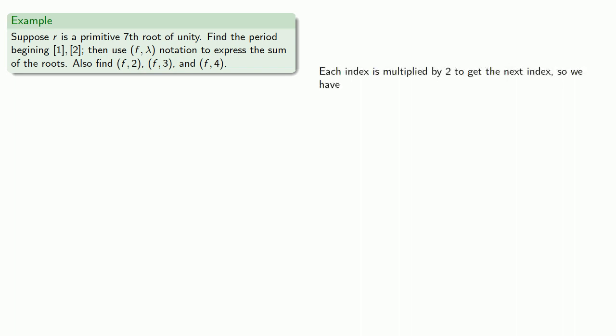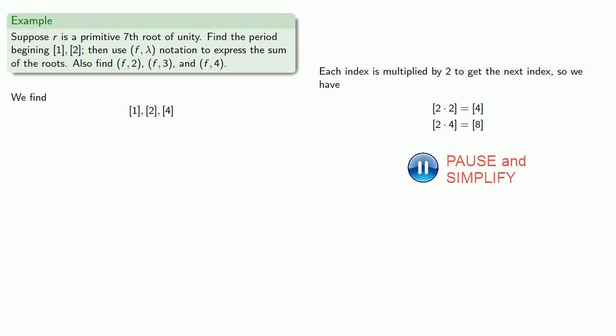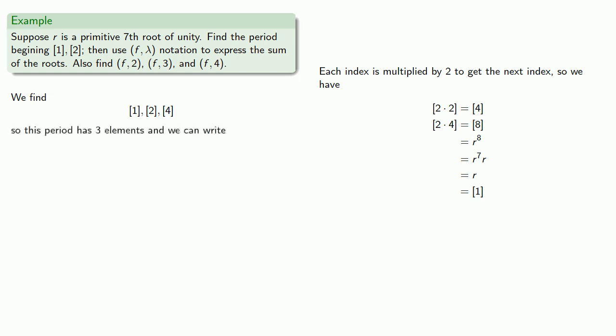So each index will be multiplied by 2 to get the next index. So our first two indices are bracket 1, bracket 2. After that, we get bracket 2 times 2, 4. Bracket 2 times 4, that's 8, which simplifies, which takes us back to our starting point, and so these are the only distinct elements. So the period has three elements, and so we can write this as 3, 1 is the sum, bracket 1, plus bracket 2, plus bracket 4.